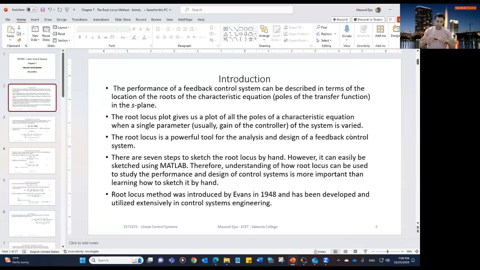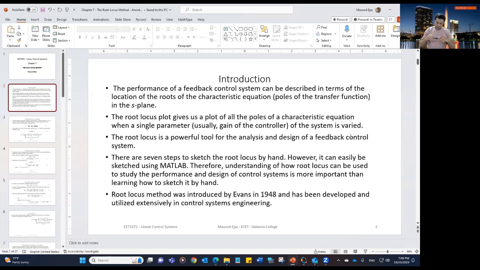And if we start accumulating, well, we're going to get different poles rather, not zeros, but if we start accumulating all those poles and connect all of them together as we are changing the value of the gain of the controller, then the collection of all those poles is called Root-Locus.